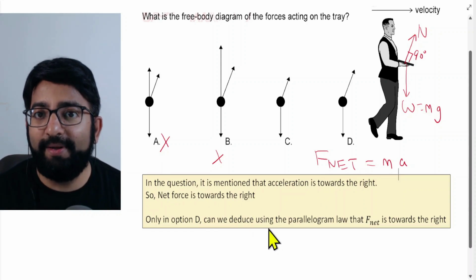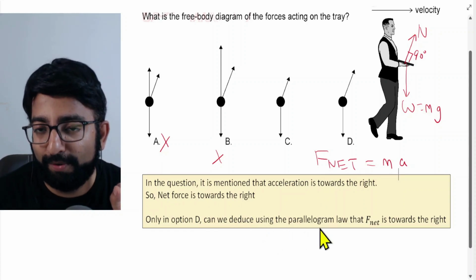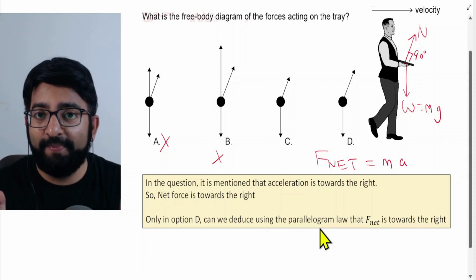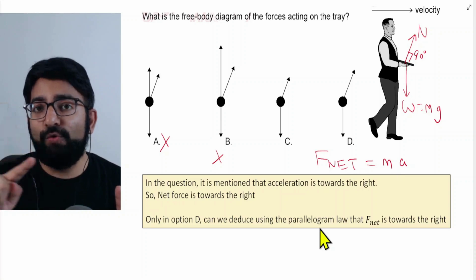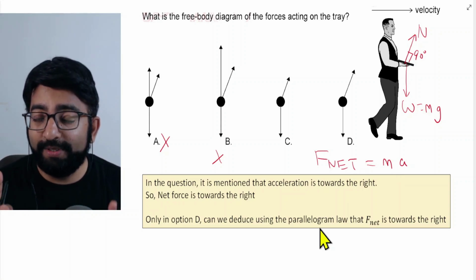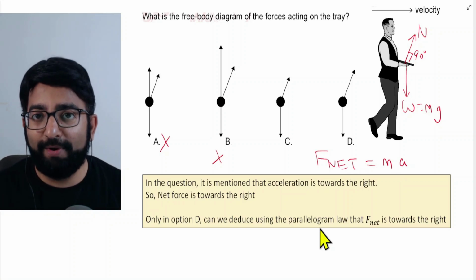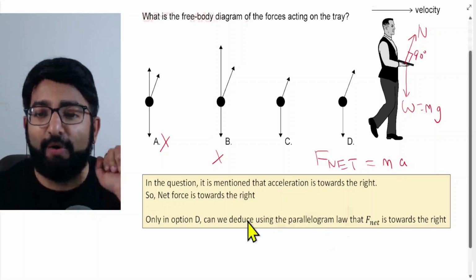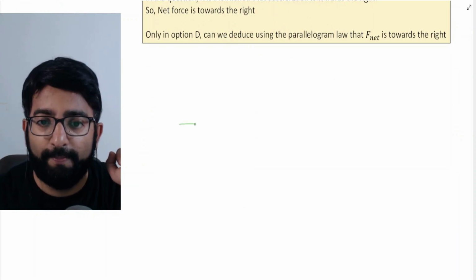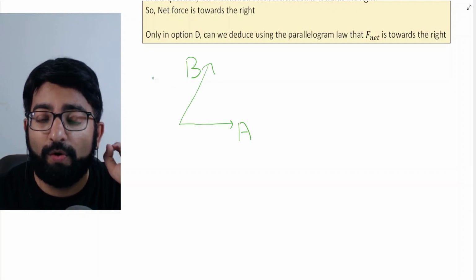In the next statement, I have mentioned something about the parallelogram law. So let us try to recall what the parallelogram law itself was. Imagine you have any two vectors. How do you find the direction of the resultant force? That is done by the parallelogram law. So let us revise the law itself first. Imagine we have two vectors. Let us draw. A is one vector and B is another vector. And we have to find the direction of the resultant.